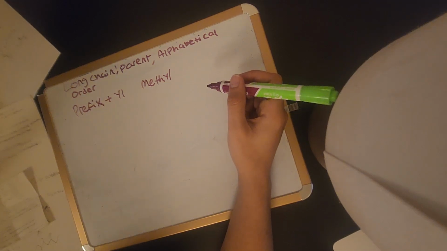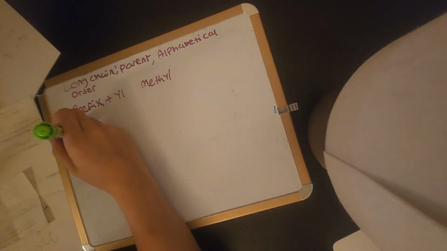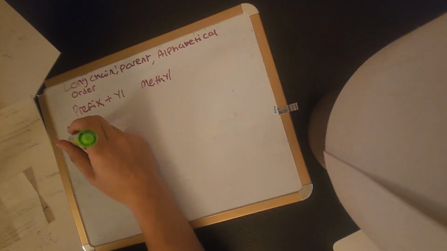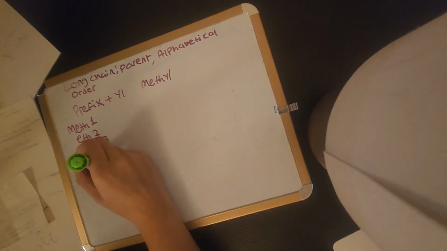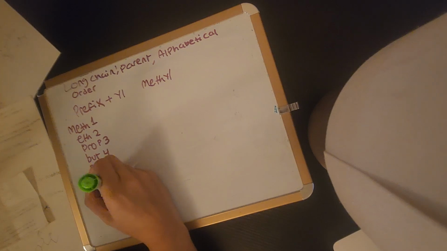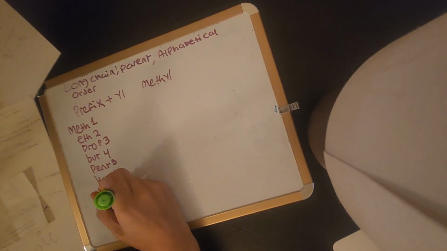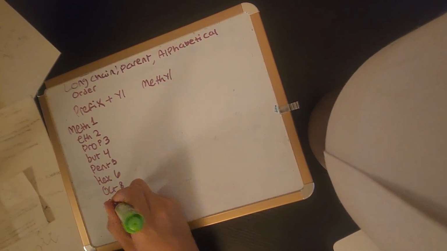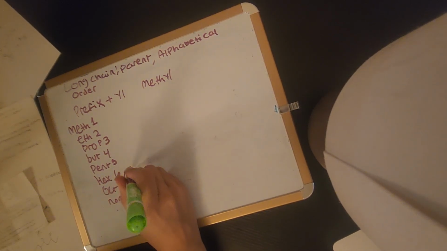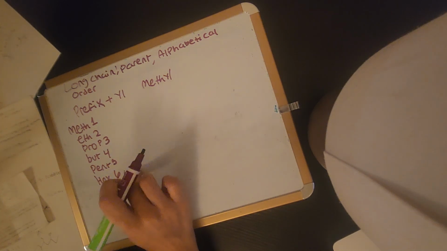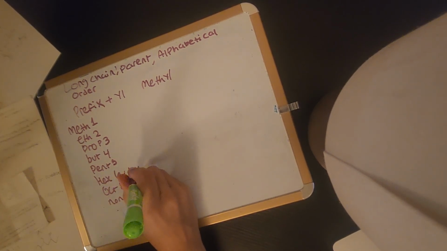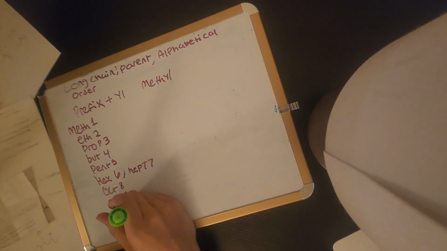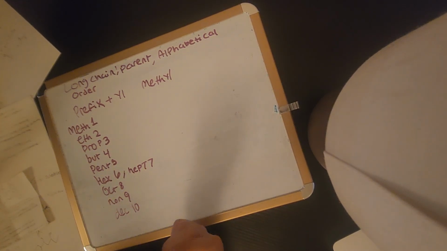As a refresher, we're going to go over what the prefixes mean. So meth is 1, eth is 2, prop is 3, but is 4, pent is 5, hex is 6, oct is 8, non is 9, sorry, hept is 7, and dec is 10. Okay.